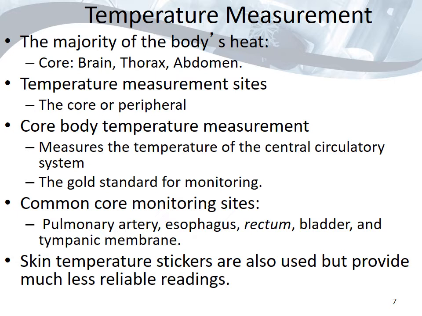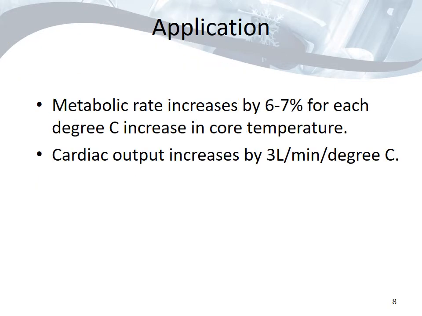Your metabolic rate increases by 67% for each degree Celsius increase in core temperature. Cardiac output increases by 3 liters per minute per degree Celsius. Now, one of the things you have to think about with this is chicken and egg. Is the metabolic rate increasing because the temperature increases, or is the temperature increasing because the metabolic rate is increasing?